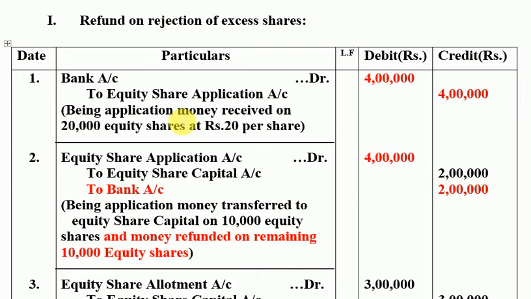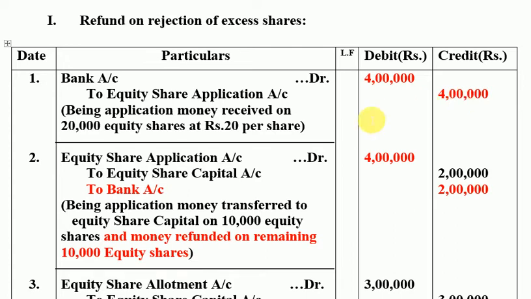The first entry in this alternative one will be bank account debit to equity share application account, being application money received on 20,000 equity shares at rupees 20 per share. The change is, instead of 10,000 shares previously, now it is 20,000 applications, which makes rupees 4 lakh for debit and rupees 4 lakh for credit. Whereas in the previous video, it was 2 lakh because it was on 10,000 shares. I hope you have understood the change.